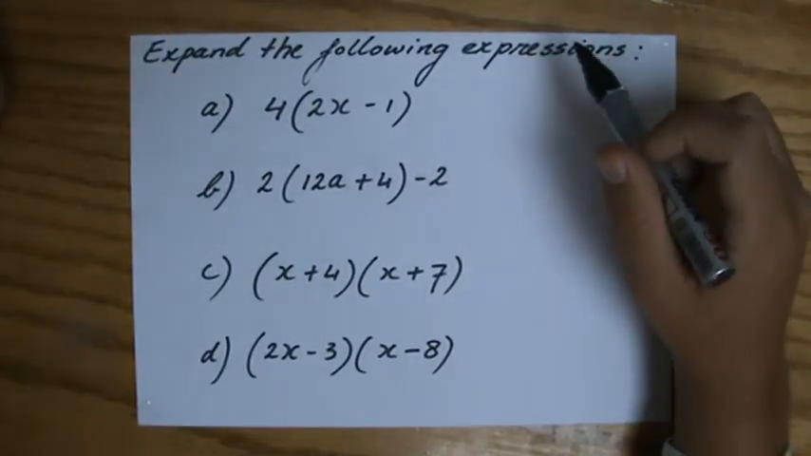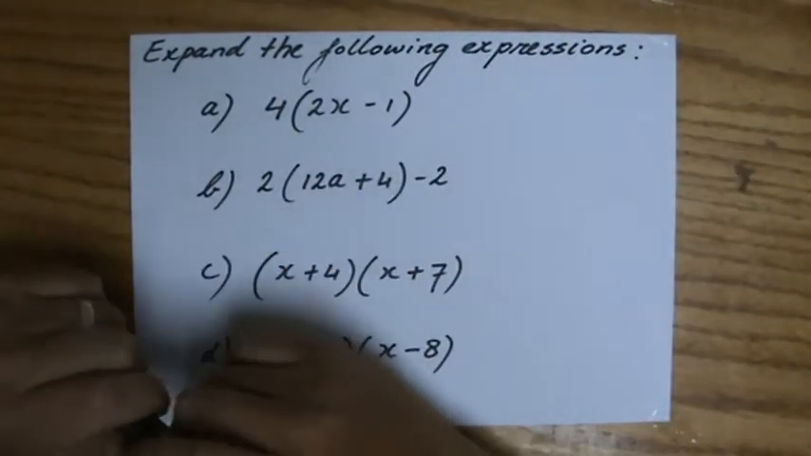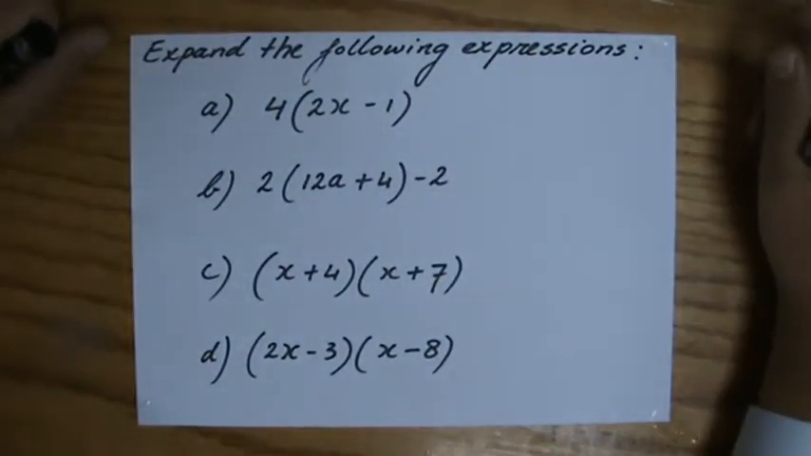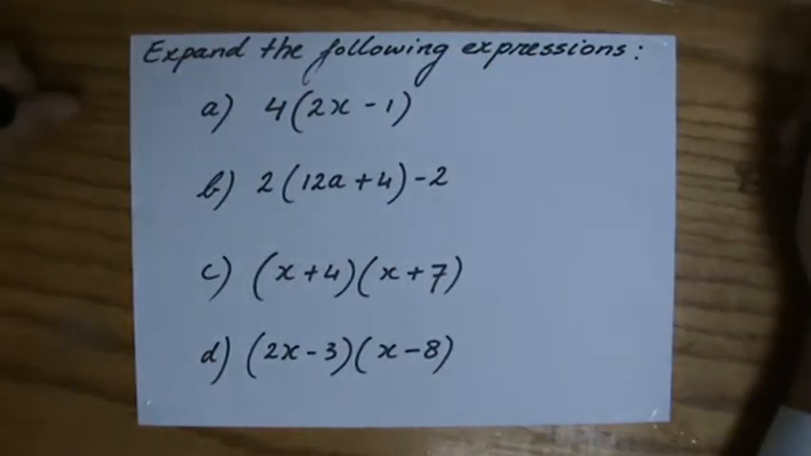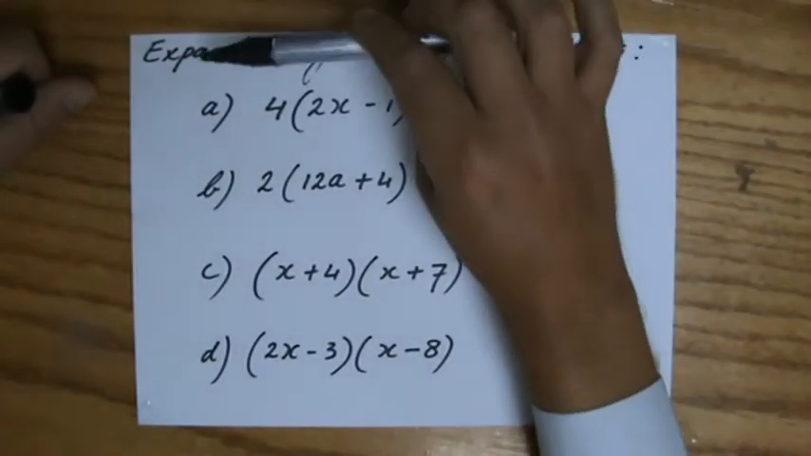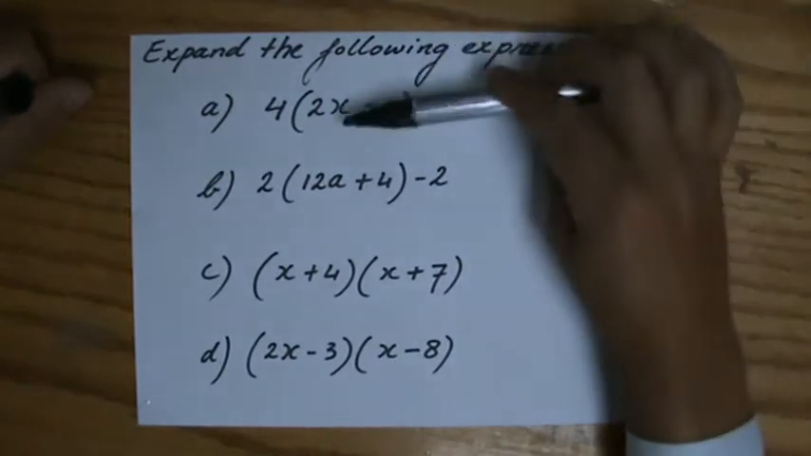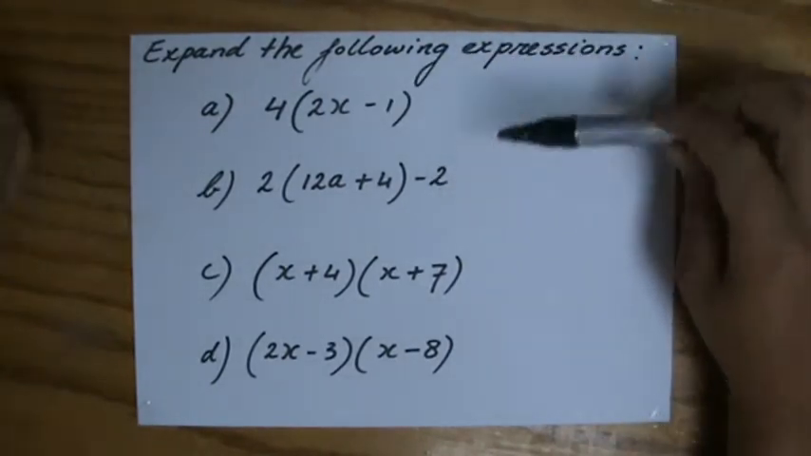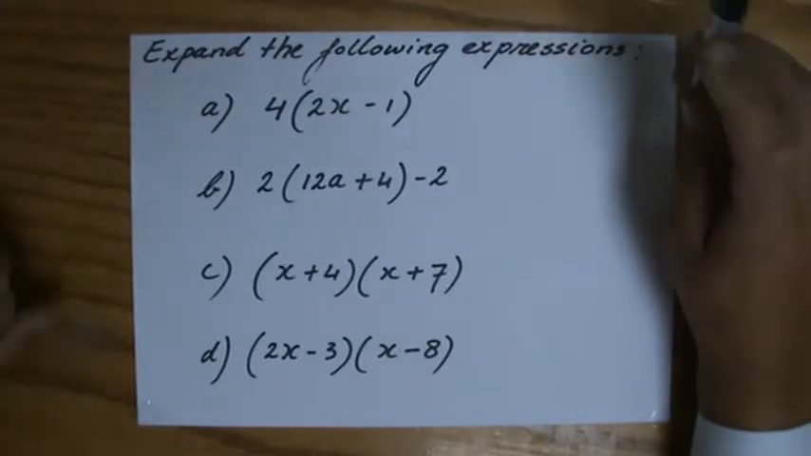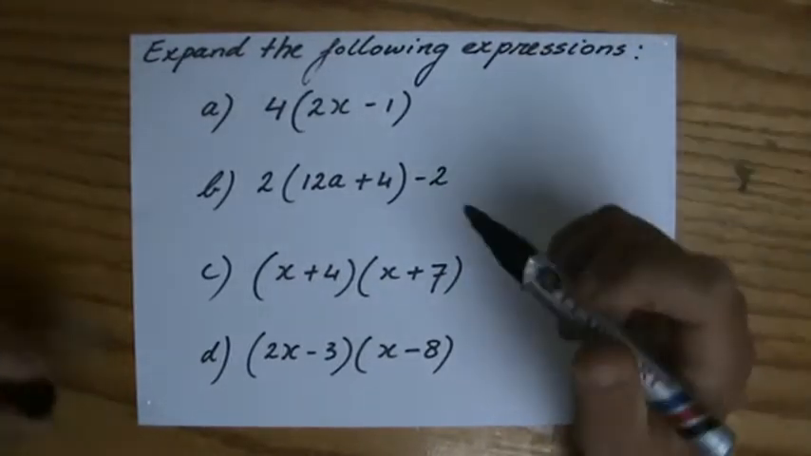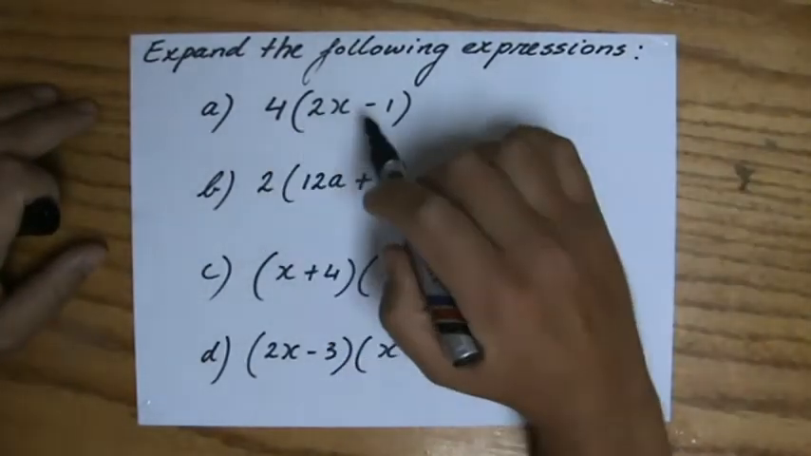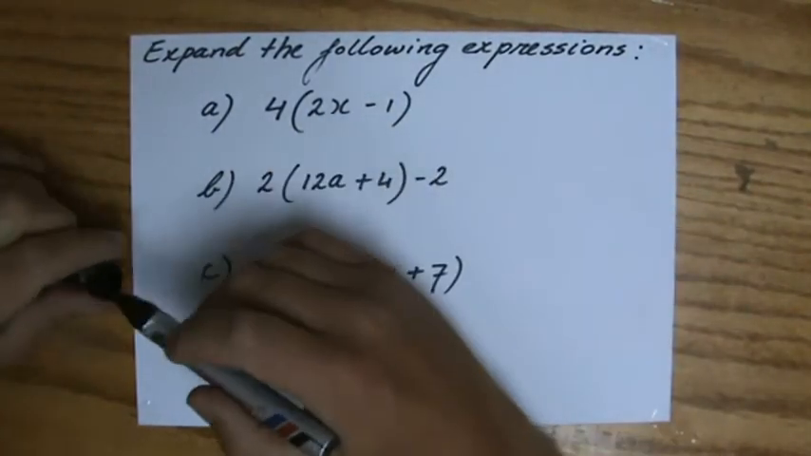Expanding is basically another word for get rid of those brackets. As you can see, there are brackets in all 4 questions, and expanding means get rid of those brackets. And usually the question will state expand the following expression and simplify. And in a minute I'll show you what that means, and that you're going to make sure you always simplify your expression.